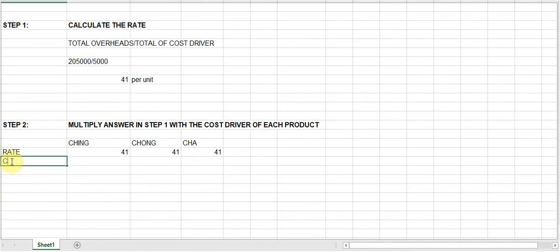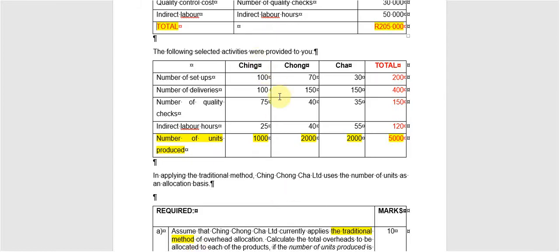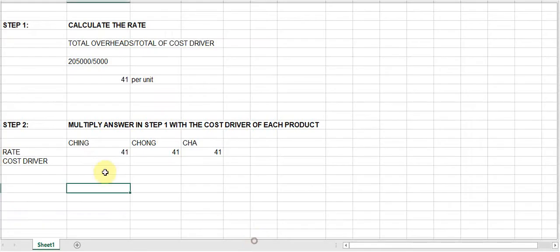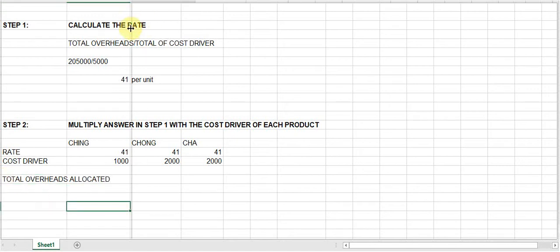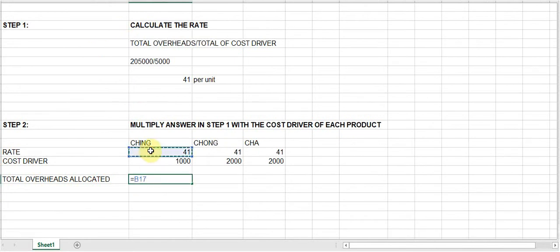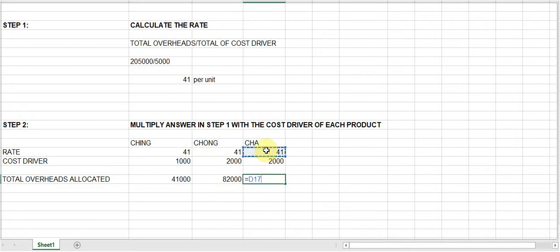Now we need to go and look at the cost driver for that specific product that is given in the question. If I go back to my cost driver, it is 1,000 for Ching, 2,000 for Chong, 2,000 for Cha. So I'm going back and I'm saying it's 1,000 and it is 2,000 and it is 2,000. And now I will multiply just to get to the total overheads allocated. In other words, I am going to say 41 Rand times 1,000, and then 41 times 2,000, and again 41 times 2,000.